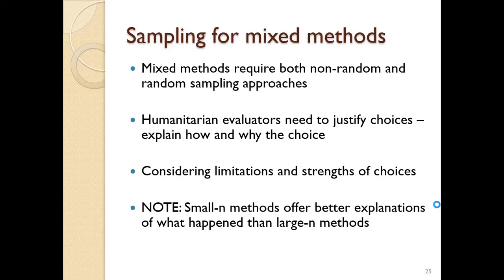Of course, there is also sampling for mixed methods. It requires both non-random and random sampling, since you are using both qualitative and quantitative methods, and since you are going to generate both subjective and objective kinds of data. Again, numerical versus words. Okay, so humanitarian evaluators need to justify the choices and explain why and how certain choices were made, for justification of the kinds of findings that they get. Of course, bear in mind that small numbers offer better explanations of what happened than large numbers, and in that case, better consider qualitative than quantitative.